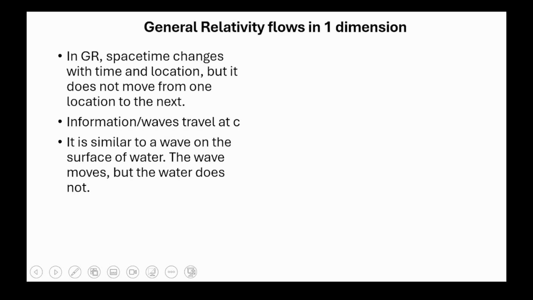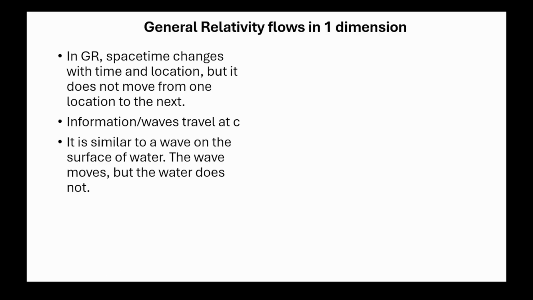Okay, so general relativity flows in 1 dimension, and that's through time. Information doesn't really move from one location to the next, it is transmitted from one location to the next. So it's transmitted through waves that travel at c, or, I guess it's not all waves, but signals are moving at c.